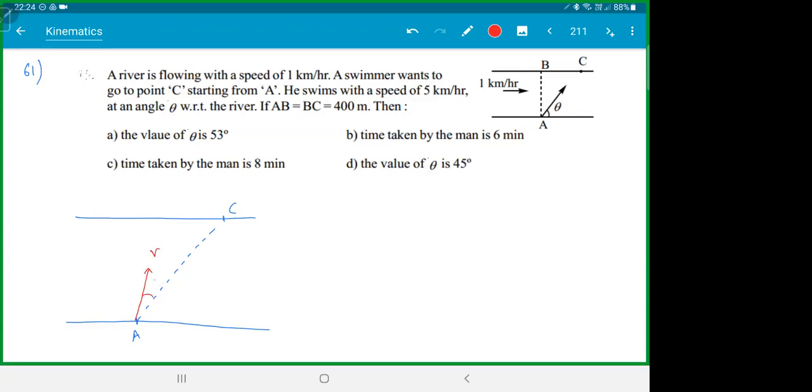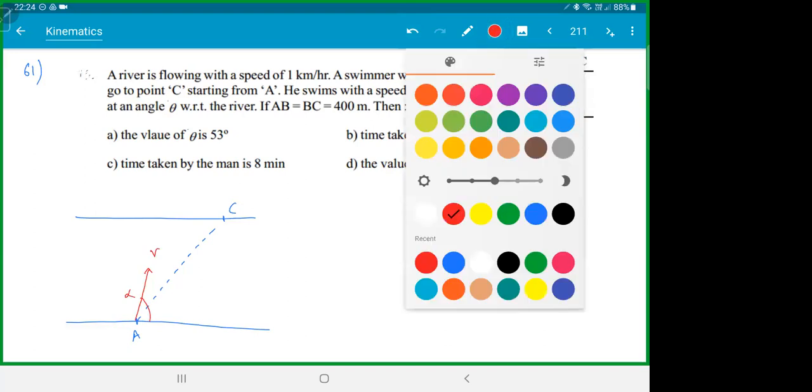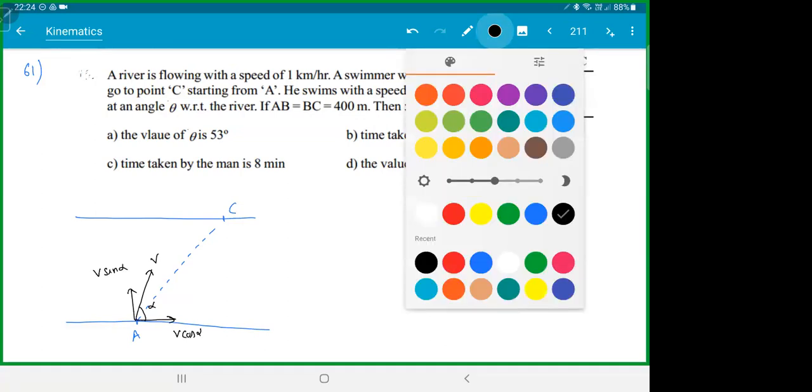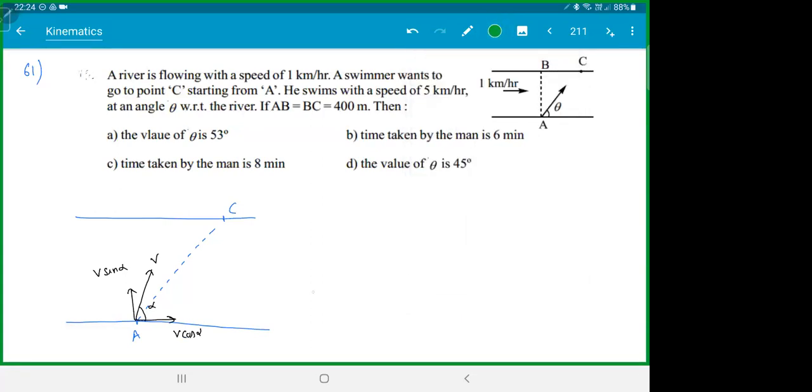Let's call this angle alpha. Change the color a bit. You're going at V at an angle alpha. So this horizontal component will be V cos alpha. The vertical component will be V sin alpha. On top of this, the river is pushing you with 1 kilometer per hour.